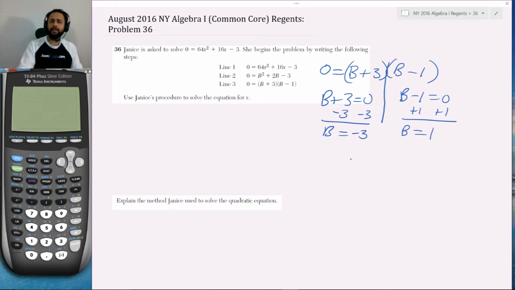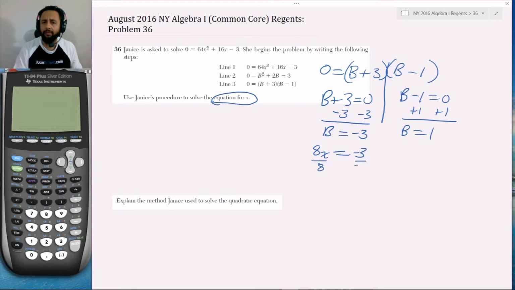Now I do have to go back and substitute back for the value of what x is. B is 8x, so 8x, because my goal is to solve for x, not solve for b. So 8x equals negative 3, divide by 8, and I get x equals negative 3 over 8. So this is one of the answers. And I highly recommend that you check your answer by plugging into the calculator. And so 8x equals 1. And we divide by 8 and divide by 8. And we get x equals 1 over 8.